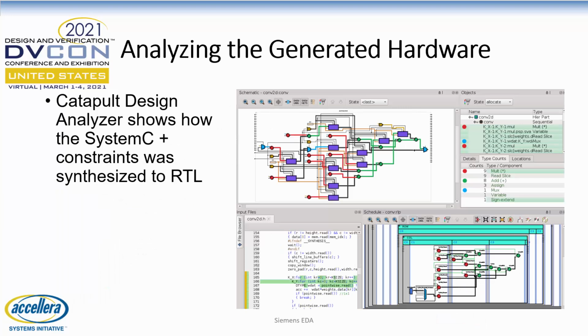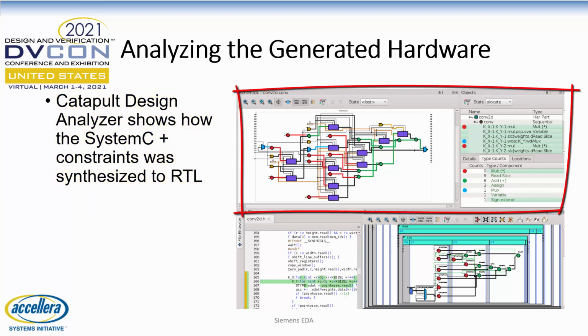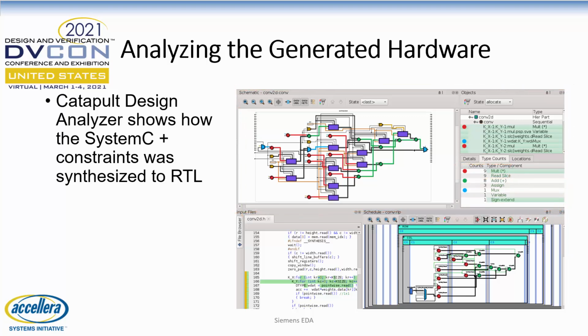After synthesizing the design, analysis can be performed using the Catapult Design Analyzer. The Design Analyzer shows how the SystemC plus the design constraints have been synthesized to RTL. Looking at the RTL schematic as well as the type counts in the object view, it can be seen that there are 9 hardware multipliers that have been used to implement this design. This resulted from unrolling the KX and KY loops.